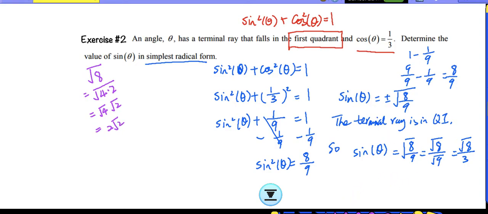Now let's write down the final answer. So sine theta is 2 radical 2 over 3. And this is our final answer.